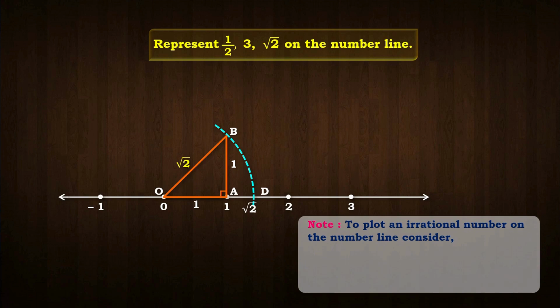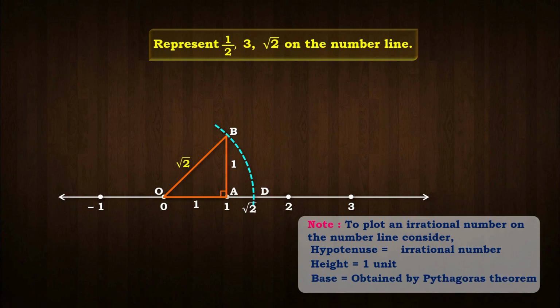Now note, to plot an irrational number on the number line, consider that hypotenuse equal to irrational number and height equal to 1 unit. So then we will get the base by using the Pythagoras theorem. So any number line when you are plotting, we have to consider the irrational number as the hypotenuse.